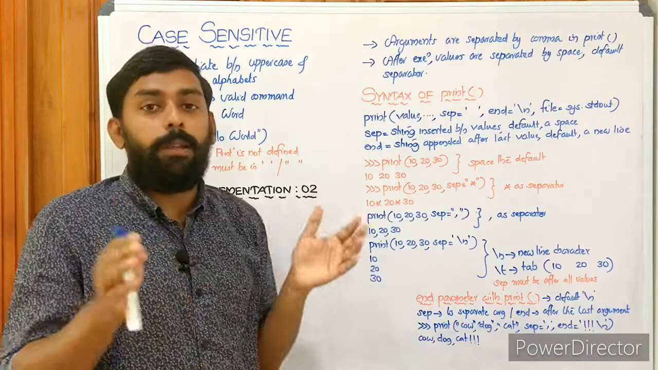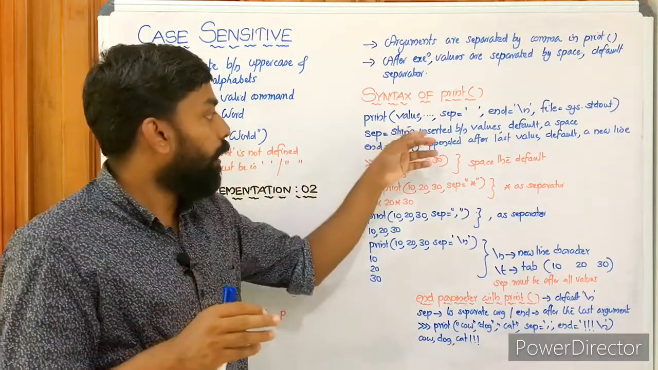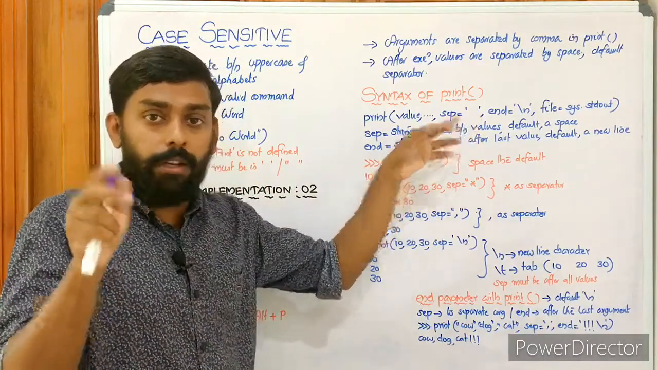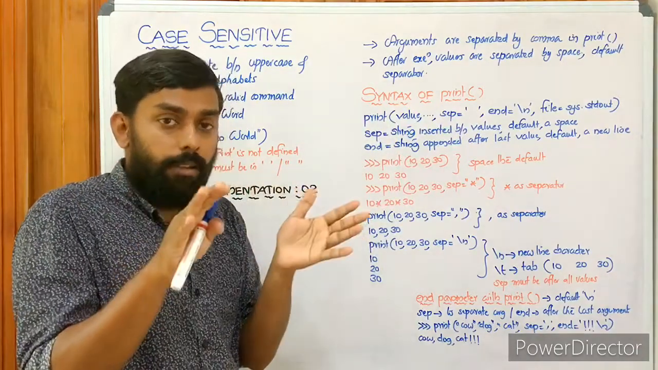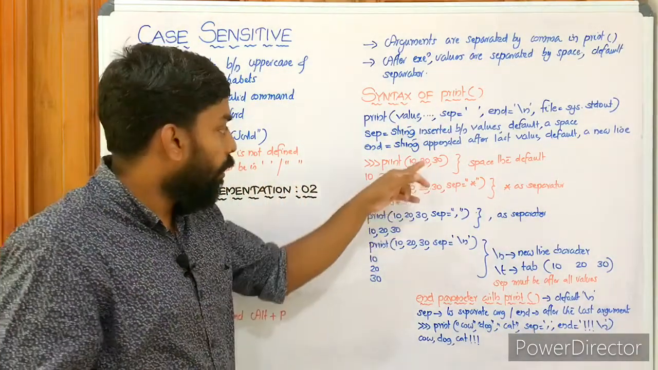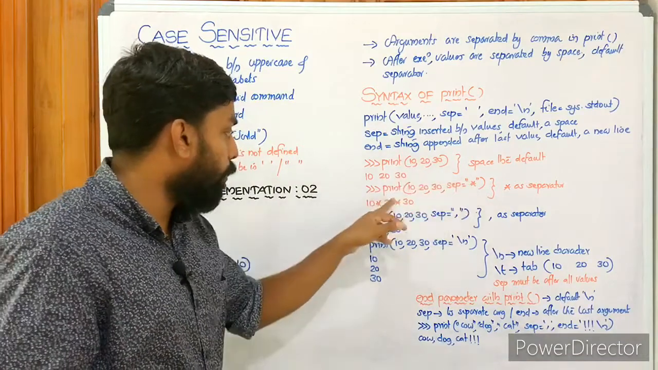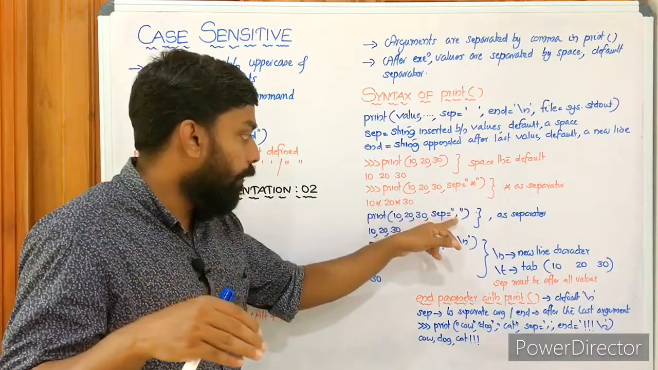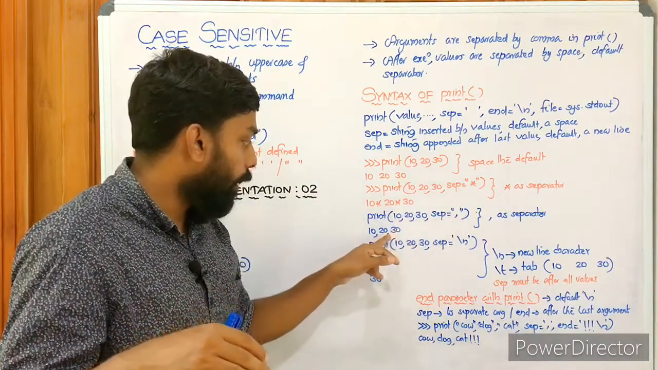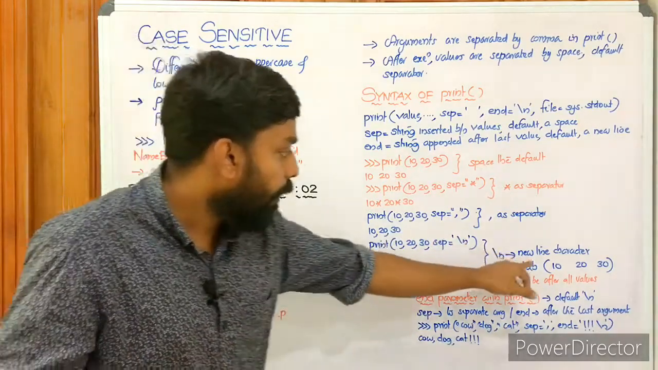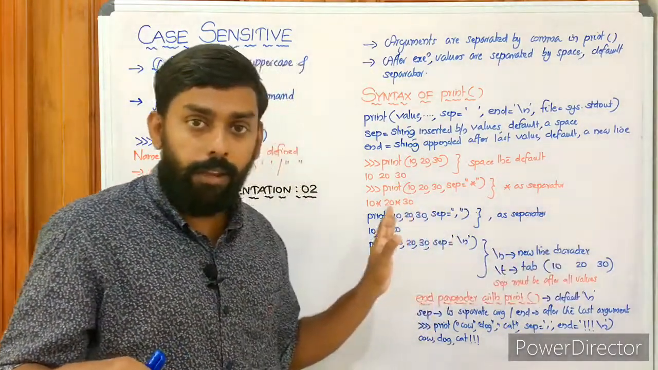Do you know what a separator actually is? A separator is a string inserted between values. By default it is a space, and you can change that space to something else. Here we have changed it to star. So here this is the result. The value of sep is comma. Here is the result. Slash n. Here is the result. And finally tab. That's the result. Hope you get it.